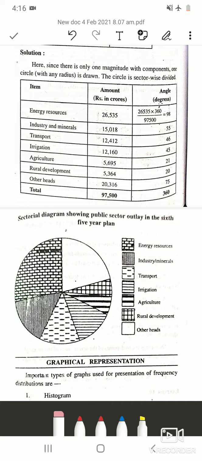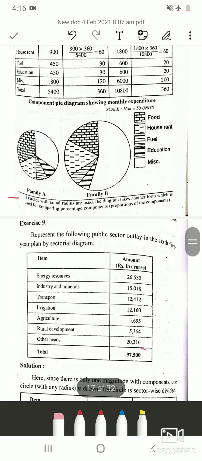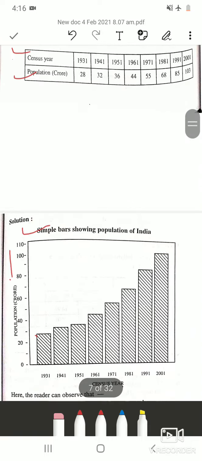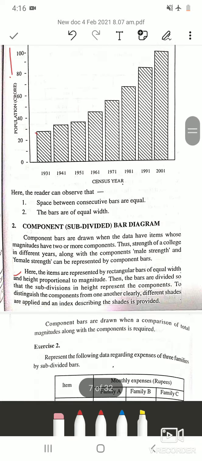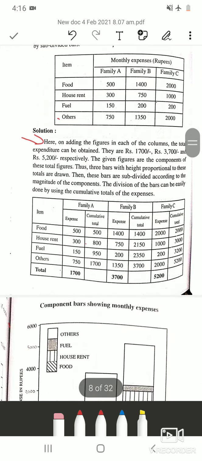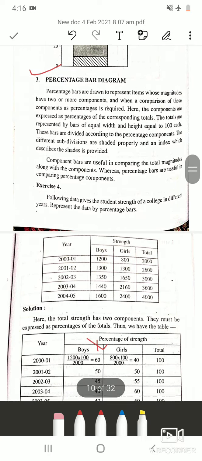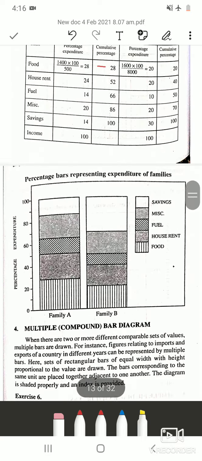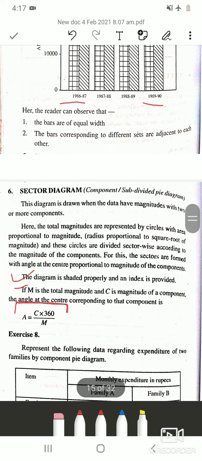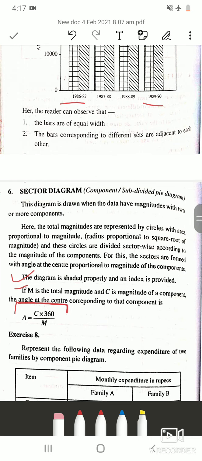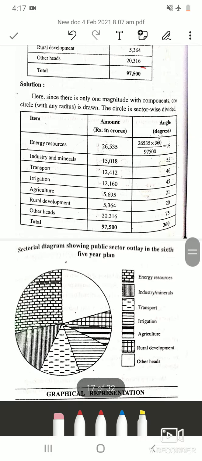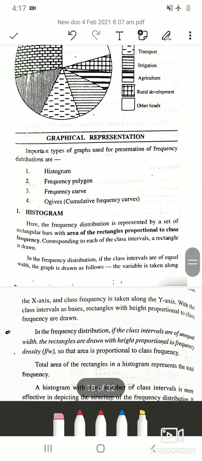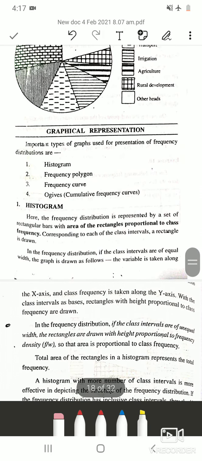So this was all about diagrammatic representation. We have studied the simple bar diagram, then the component bar diagram, multiple bar diagram, percentage bar diagram, and sector diagram or subdivided pie diagram. I hope the concepts are clear. In the next class, we will start with graphical representation. Thank you.